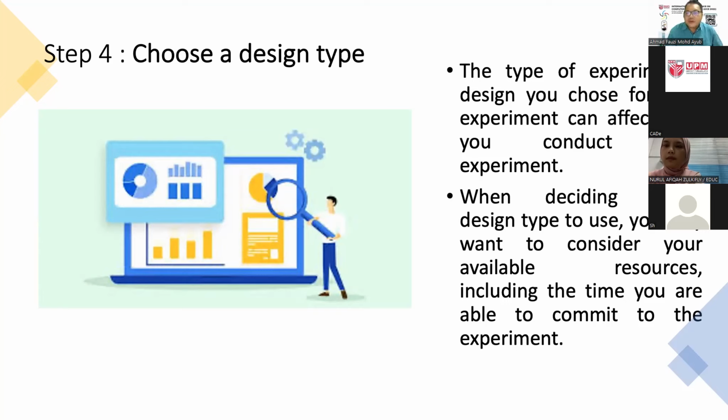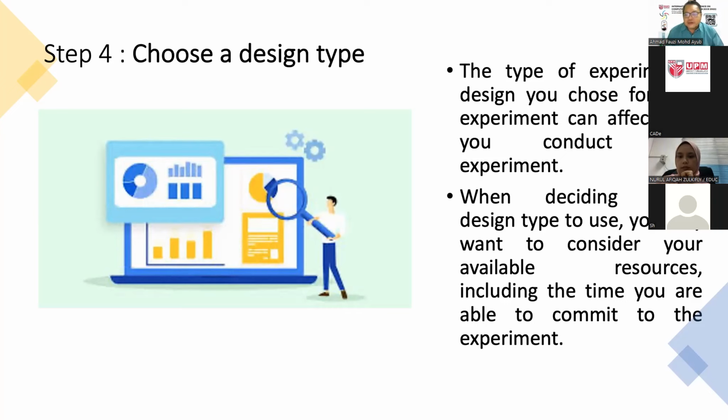When deciding which design type to use, you may want to consider your available resources. In order to choose your research design, you need to know your own capacity. For example, if you want to do a control, you have to have two groups, a control group and a treatment group. So basically, you need to have at least 50 students. Do you have that? If you don't have 50 students for the experiment, you need to think twice about whether it is suitable for you to do the experimental study.